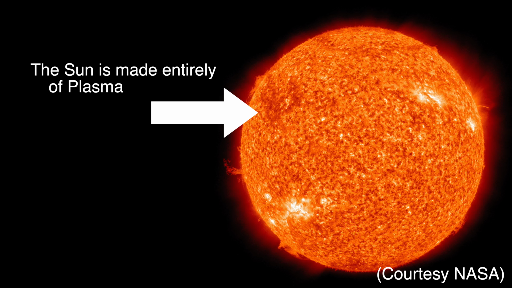As you may know, the fourth state of matter is plasma. 99.9% of all matter in the universe is made of plasma. But how can scientists measure it?